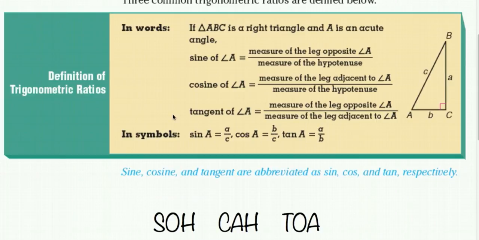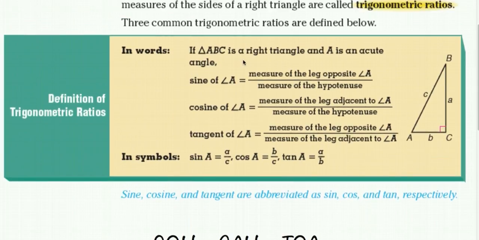Okay, so in words, if triangle ABC is a right triangle and A is an acute angle, remember what an acute angle is: an angle measuring less than 90 degrees. Okay, so sine of angle A is a measure of the opposite leg of angle A over the measure of the hypotenuse. So if this is angle A right here, it's the opposite side over the hypotenuse.